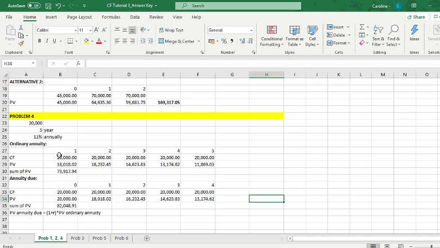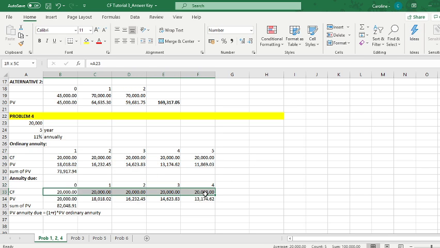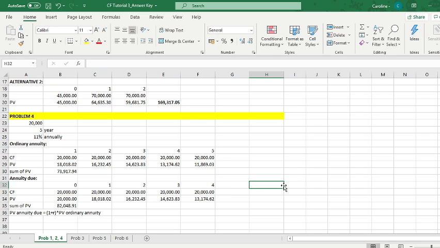If you want to find the present value of this cash flow using the annuity, you can just use the annuity formula. Basically it will result in the same thing. So if you want to try with the annuity formula, you can just go on and try with the annuity formula.